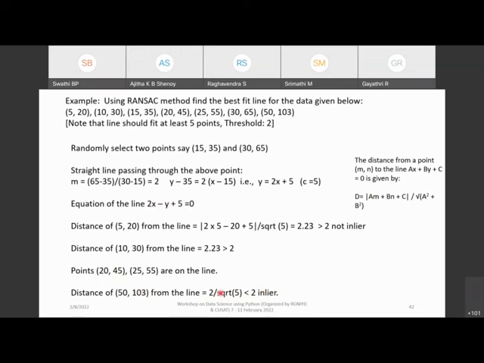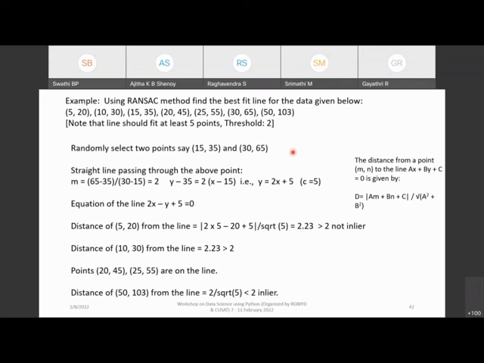So how many points did I get? 1, 2, 3, 4, 5 points are inliers. 2 points are outliers. That is okay for me, because my expectation is to have 5 inliers. So within one iteration, I got the result. So I am going to stop it here.